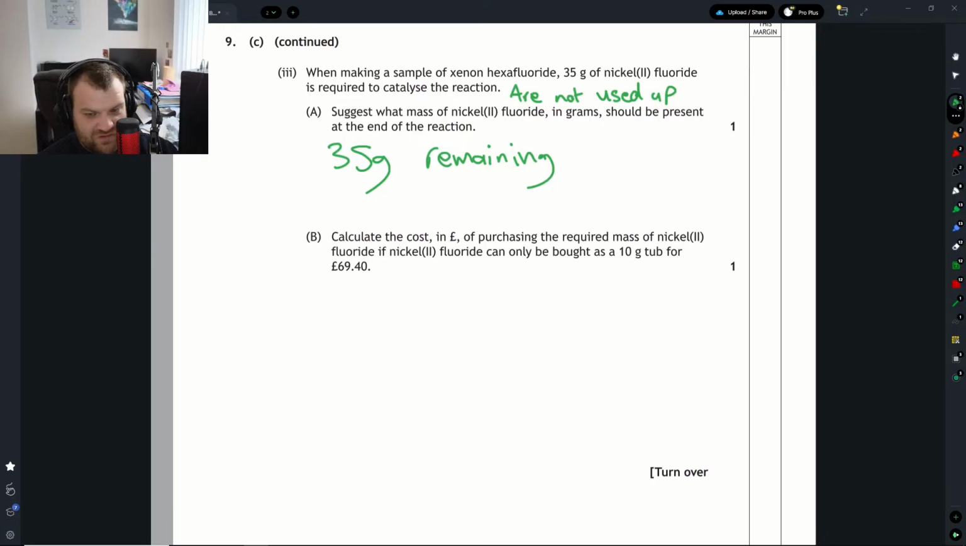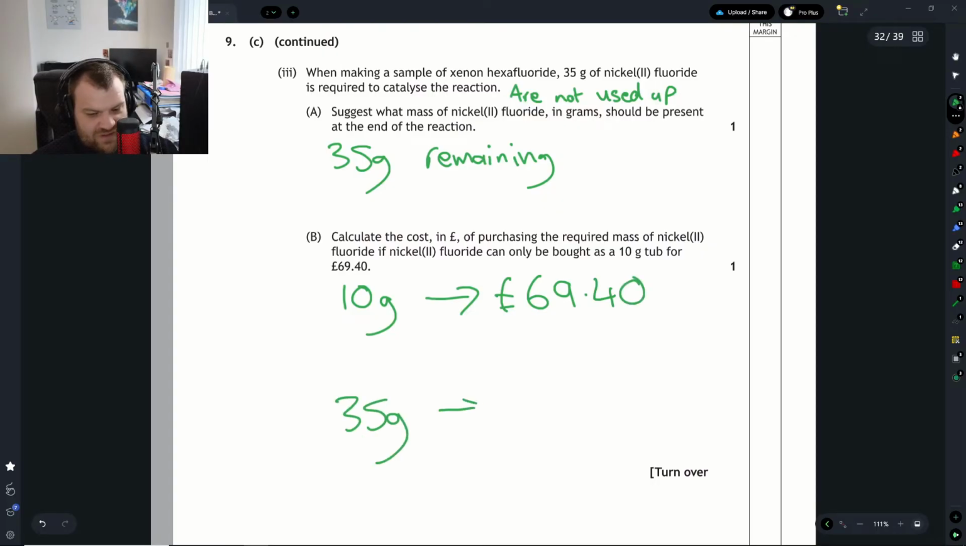Calculate the cost of purchasing the required mass of the catalyst. If it's 10 grams, it's £69.40. Right, we'd lay this out as a little proportion. So if 10 grams costs us £69.40, and we want 35 grams. When you're looking at these, you should spot that we are using more than 10 grams. This means that our value in price has to be higher than that. If you end up with a value that's smaller, you've messed it up. You need to start again.